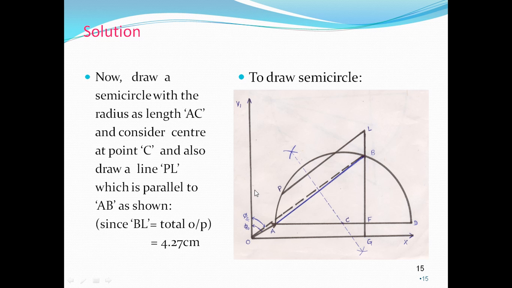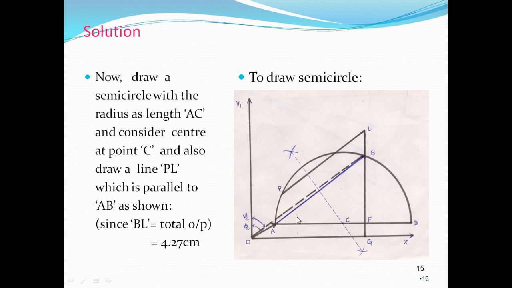See here, V1 is the y-axis and OX is the x-axis. First, you draw OA at an angle of phi naught. Next, OB at an angle of phi S, and join these two points A and B.